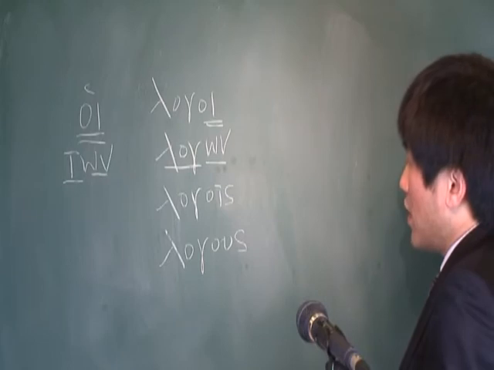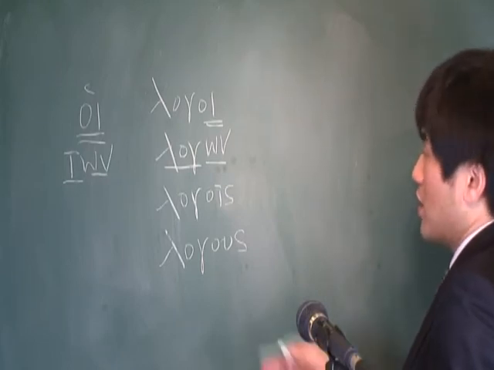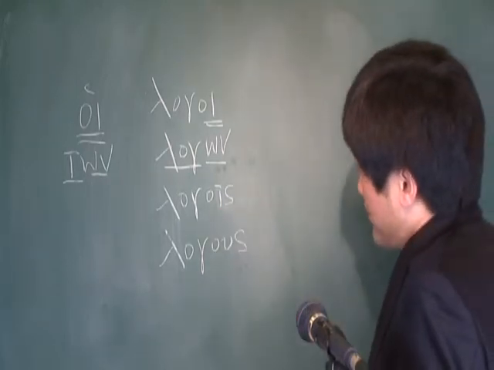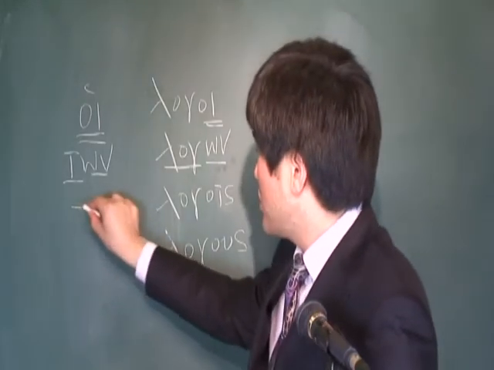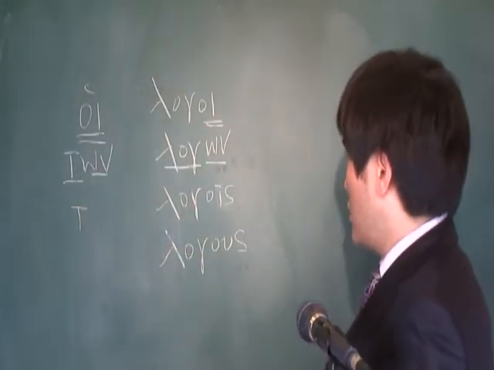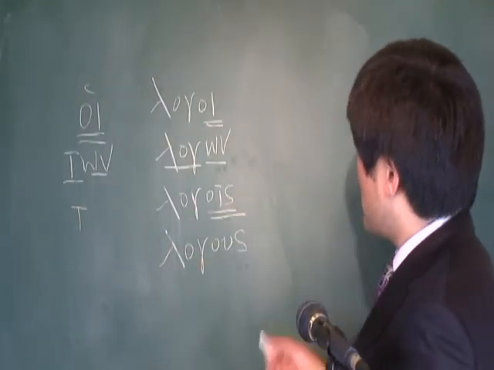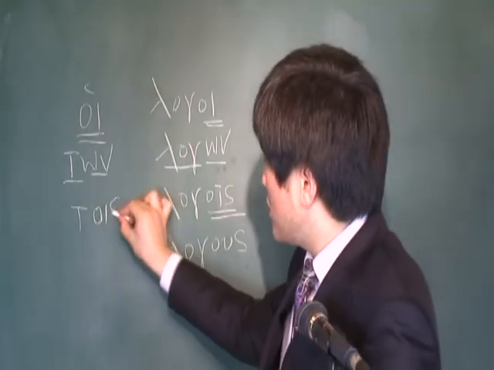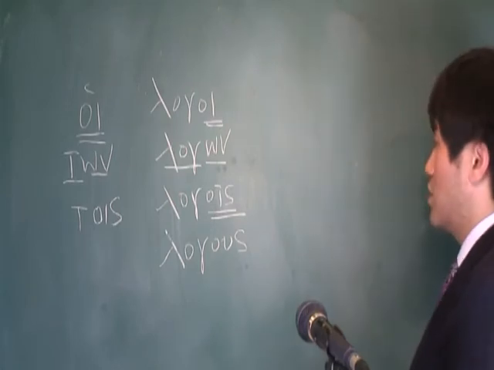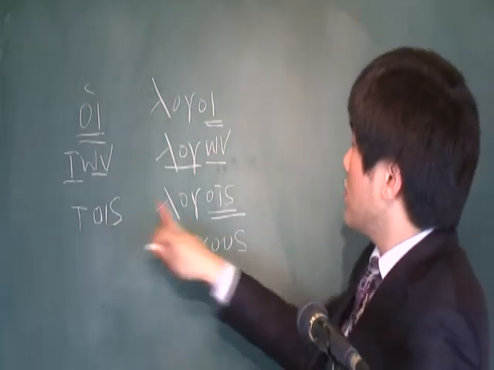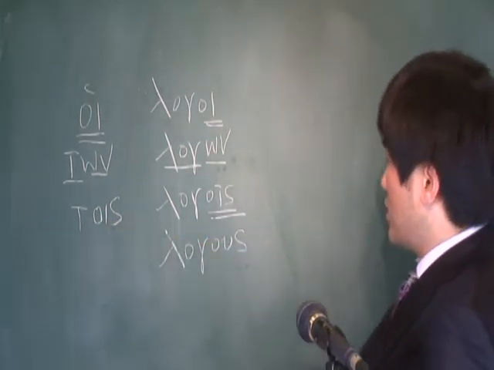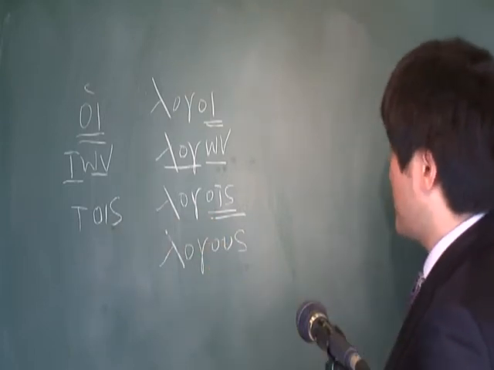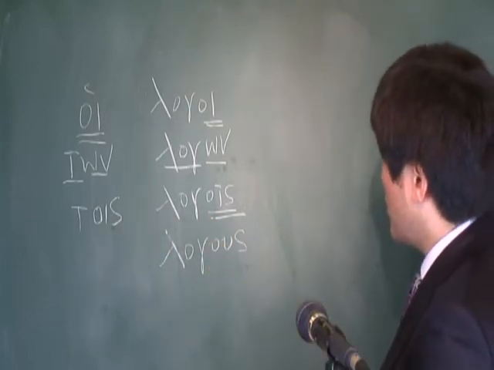The genitive. Aletheias is of a truth. Tes aletheias is of the truth. Third, the dative. Aletheia is to a truth, and te aletheia would then be to the truth.